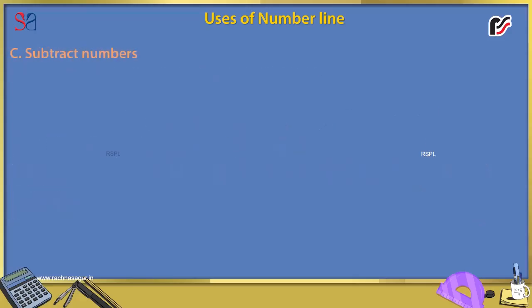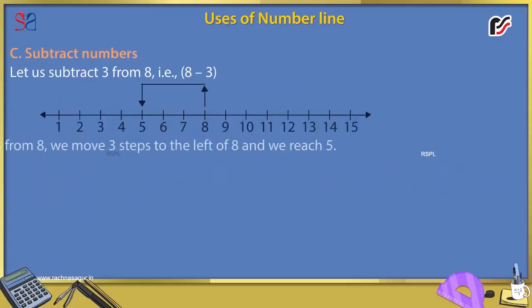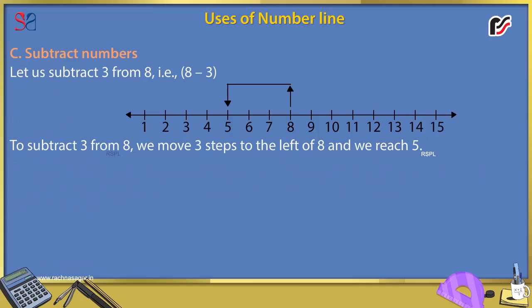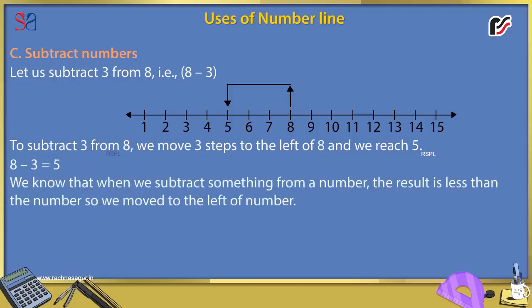C. Subtract numbers. Let us subtract 3 from 8. That is 8 minus 3. To subtract 3 from 8, we move 3 steps to the left of 8 and we reach 5. 8 minus 3 is equal to 5. We know that when we subtract something from a number, the result is less than the number, so we moved to the left of the number.